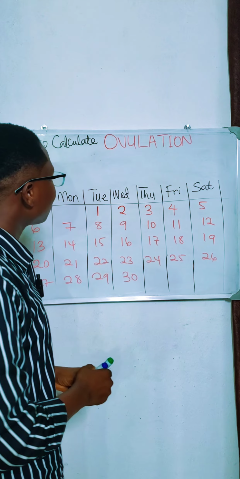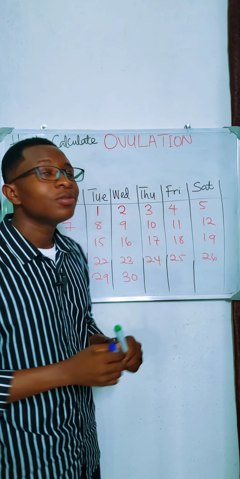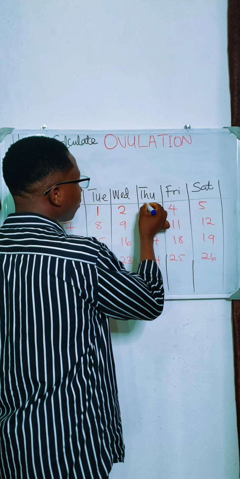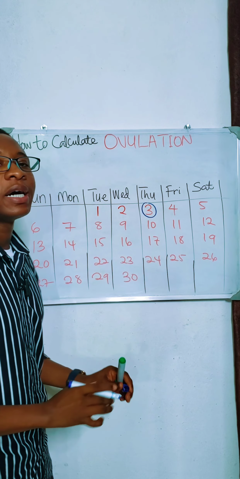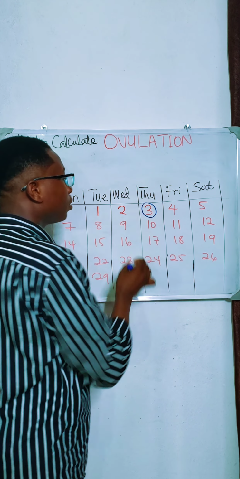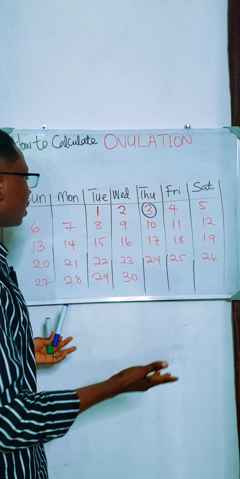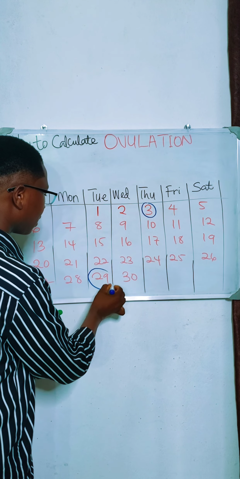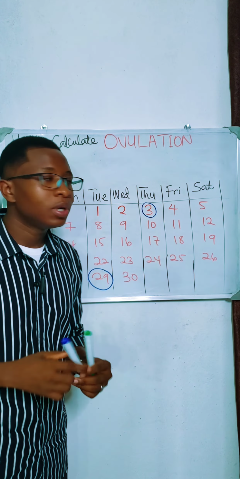Okay, so let's assume that the first day you saw your period was on the 3rd of April. Let's assume this is an April calendar. Now, from this day, which is the first day you saw your period, to the day before your next period, let's assume that your next period was on the 29th. Okay, now let us count to know the cycle length.